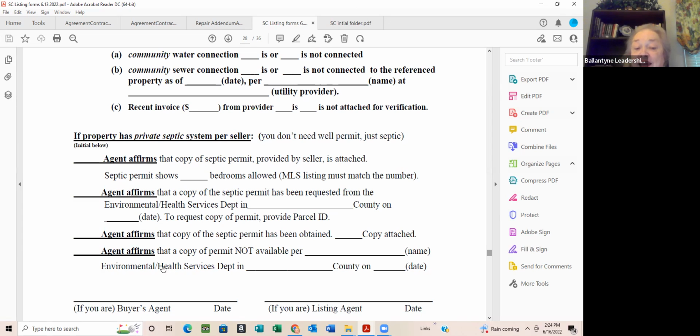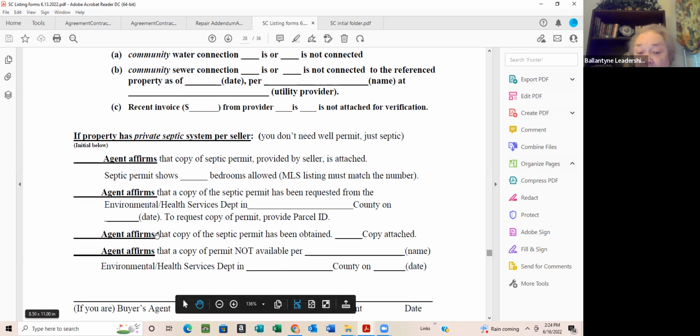If you can get a permit, you're going to check right here that it's obtained, and you're going to initial or check that a copy is attached. If you tried to get it and you cannot get it, then you want to make sure, see where it says not, make sure that you say you called these people on such and such a date, you spoke to Nancy, and it wasn't available.